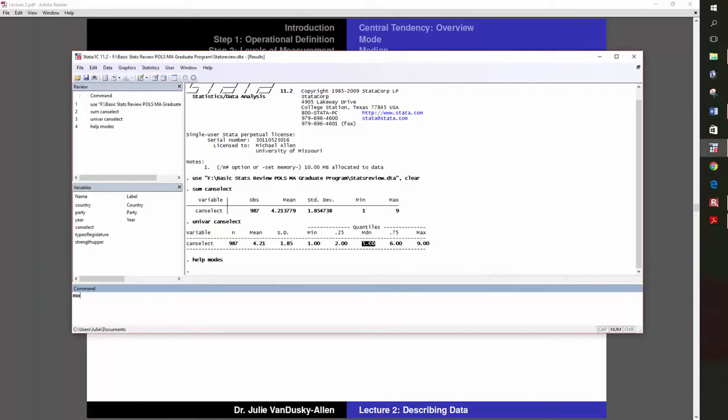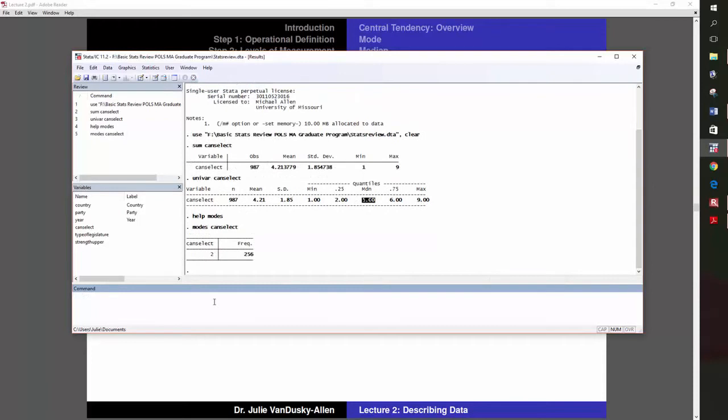Now you can type in modes, the variable name here into the command box and press enter. So I'm going to type in modes, can select, and press enter. And the mode is 2.